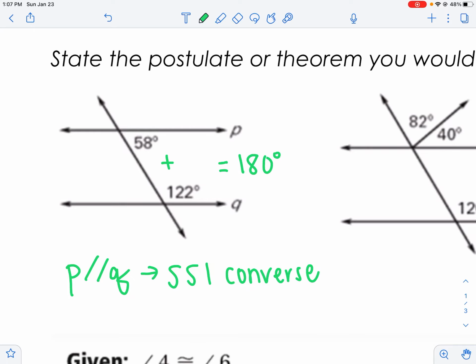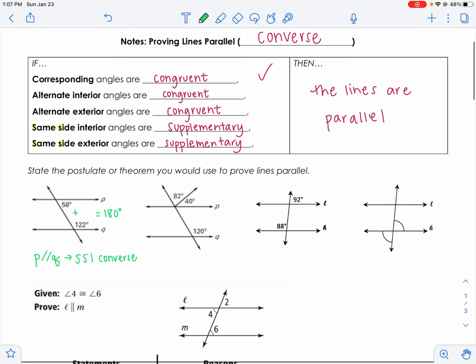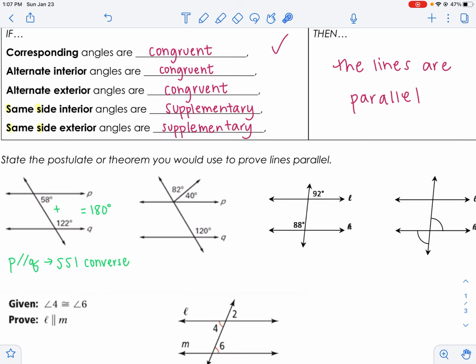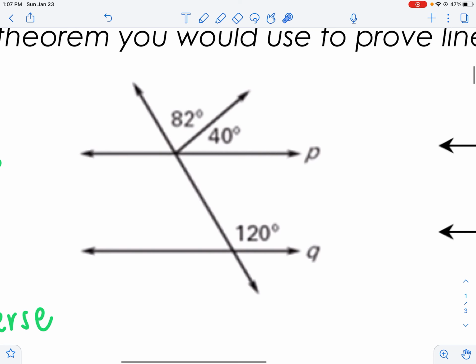Now, you have to put that word converse there because we're not solving, we're not doing any of that. Now we're checking for the angles. We're going backwards. So now we checked, were the same side interior angles supplementary? Yes. So then the lines are parallel. We flipped it, so it's called converse.